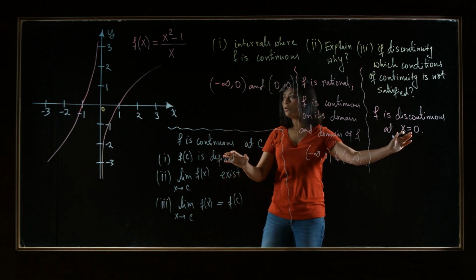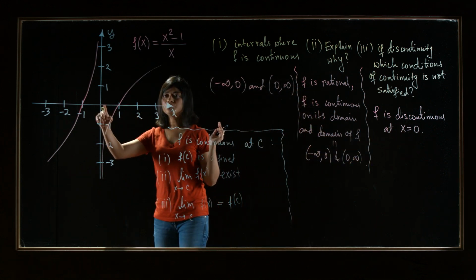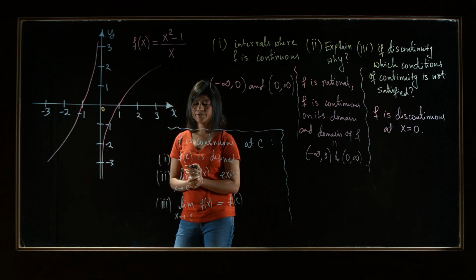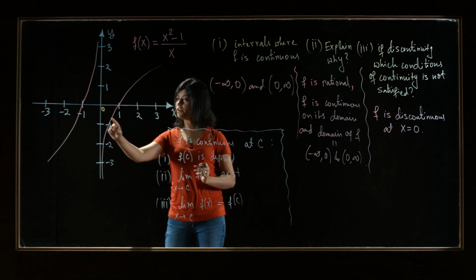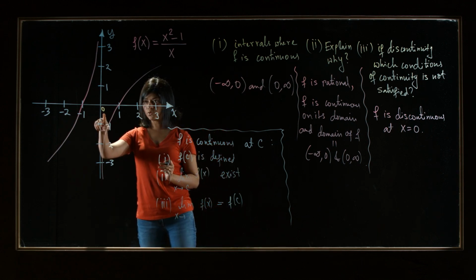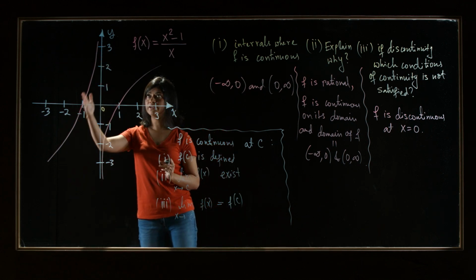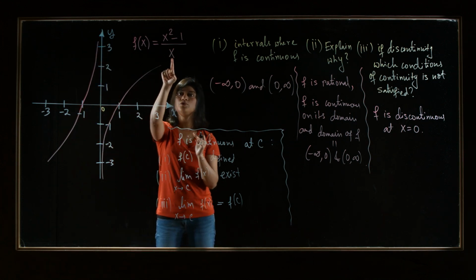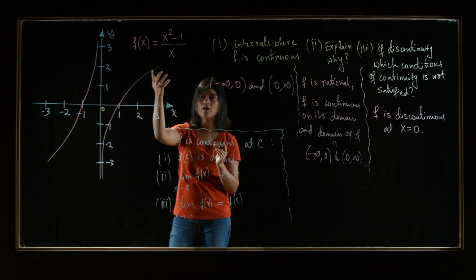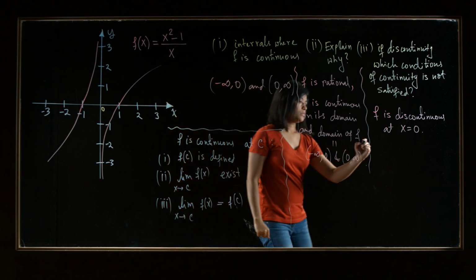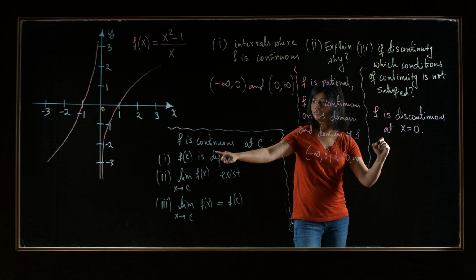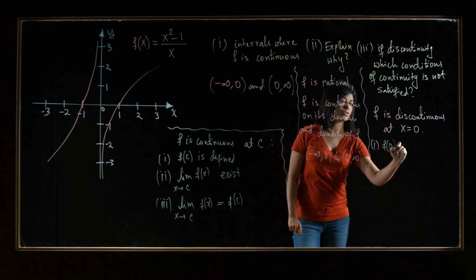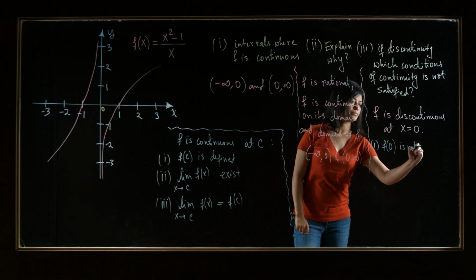So why don't we notice this value 0 and figure out which of these three is not satisfied? Number 1, is the function defined at 0? Of course not. We just described that. At 0, there is no value because when you plug in 0, there is a 0 in the denominator. So condition number 1 is not satisfied. f of 0 is not defined.